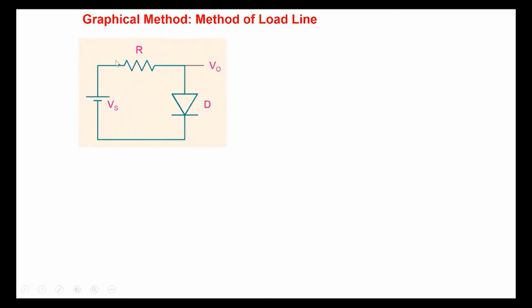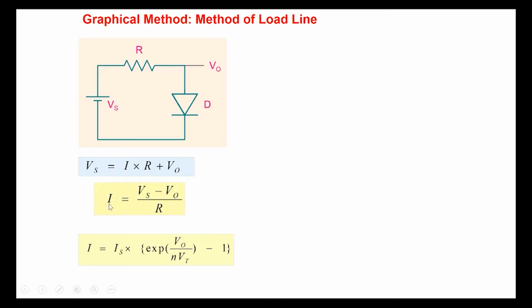The other method is a graphical method. So the idea is, okay, so we have this particular circuit, we know this particular equation, and we know this particular equation, the diode equation. So the first equation, we can write it also in terms of I equal to Vs minus V0 by R. So effectively what we are saying is we have to solve these two equations simultaneously.